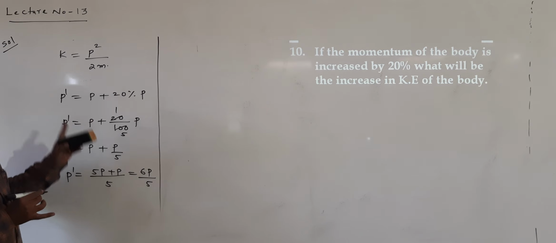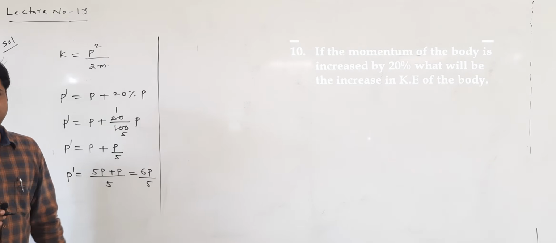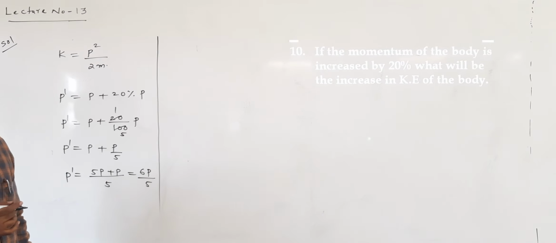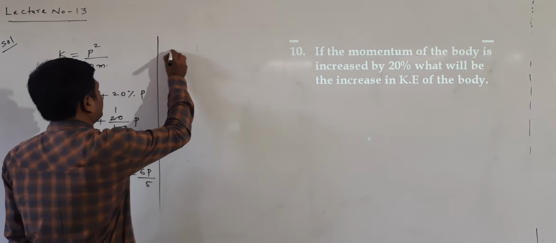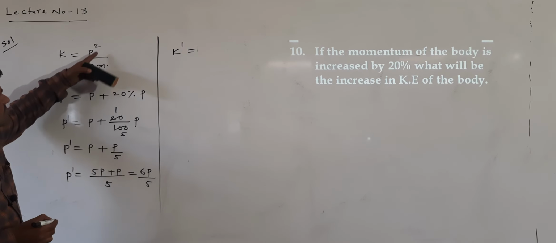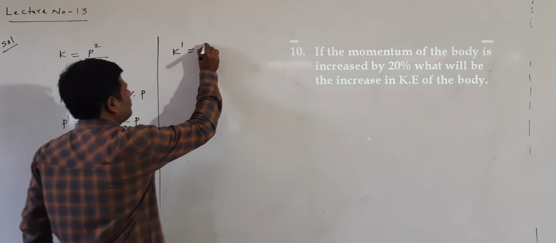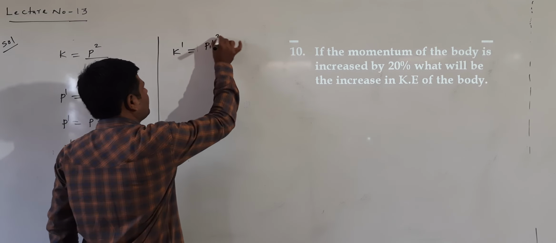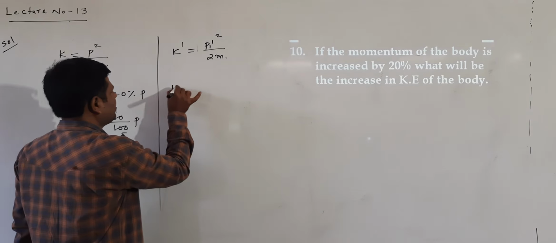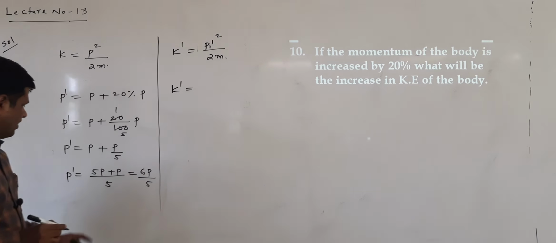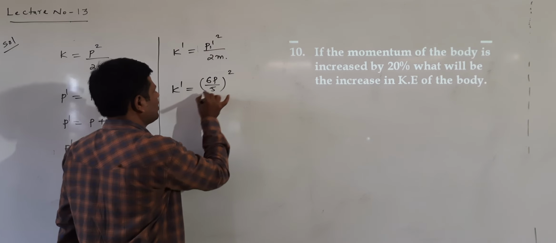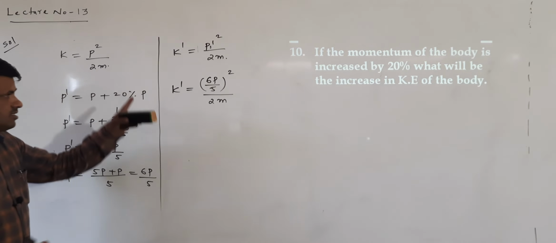We are getting the final momentum as 6P by 5. Now what is being asked? The increase in kinetic energy. We want to find the final kinetic energy. The initial kinetic energy K is equal to P square by 2m. The final kinetic energy K dash is equal to the final momentum P dash square by 2m. Right? So K dash is equal to P dash square, where P dash is equal to 6P by 5, so 6P by 5 whole square by 2m.